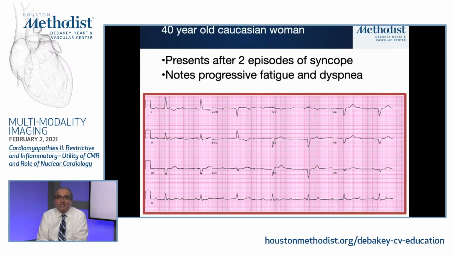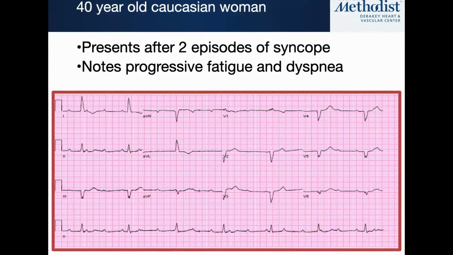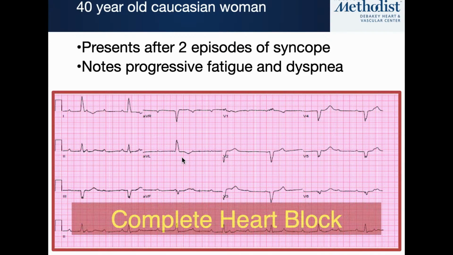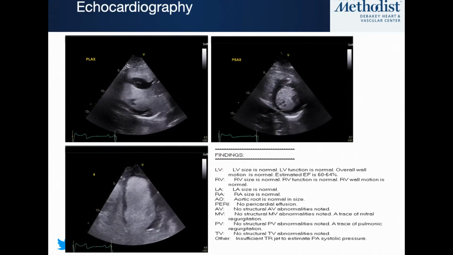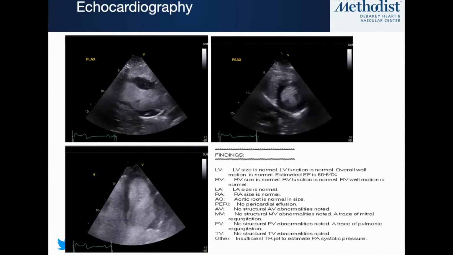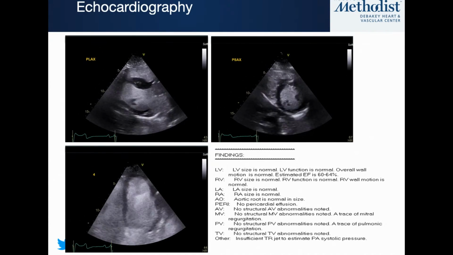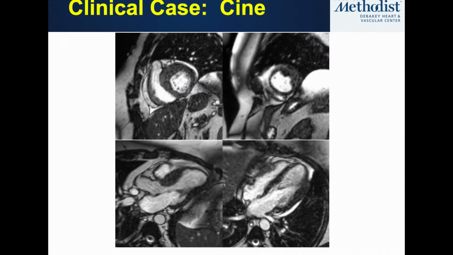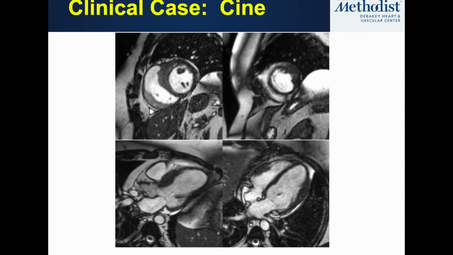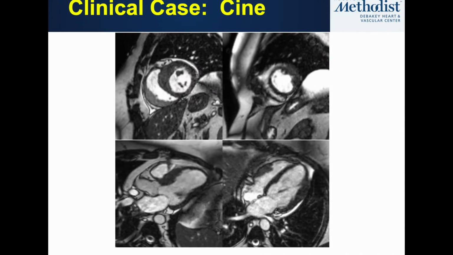This is the initial EKG in this patient. If we look at the P waves and march those out, you can see that they're independent of the QRS complexes. This EKG is consistent with complete heart block. This patient was then hospitalized and underwent an echocardiogram, which was unremarkable with normal LV function. She was then referred for a CMR prior to undergoing pacemaker placement for symptomatic bradycardia.